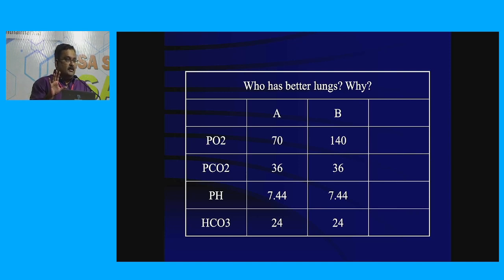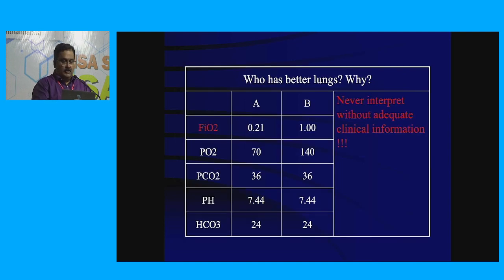Always you should get a history of the patient, whether the patient is breathing room air or having oxygen supplementation. He might be on a ventilator, he might be on 100% oxygen. So never interpret ABG just by looking at it. We have a habit, people will give you an ABG and tell, okay, have a look. But always ask, if the patient is on a ventilator, how much FiO2 the patient is on. So never interpret without clinical information. So if you look at the picture now, you can say that patient A has better lungs. Obviously, patient B had higher PaO2, but he was on 100% oxygen. Okay.